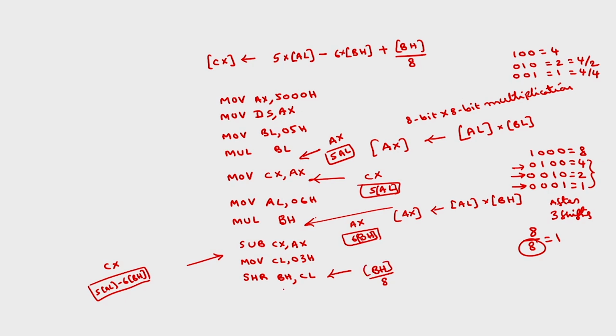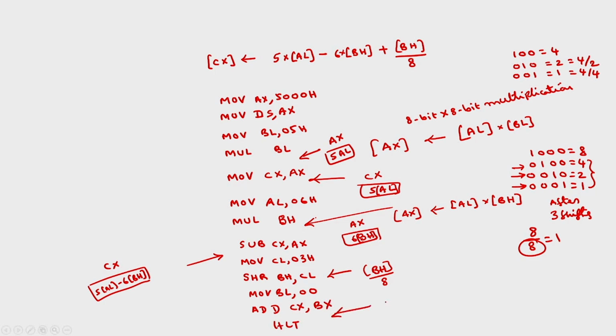We have to add this to the previous value. Then add, where is that remaining result, CX. Because these are unsigned numbers, I will take MOV BL, 00, so that this also will become a 16 bit number. Then ADD CX, BX, then HLT.